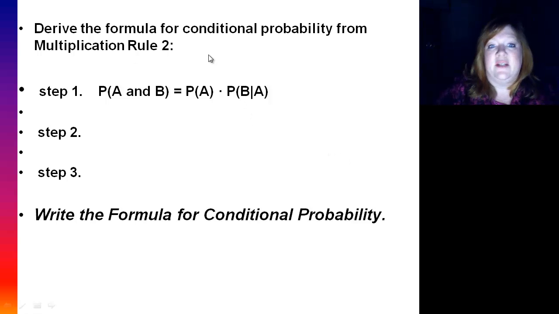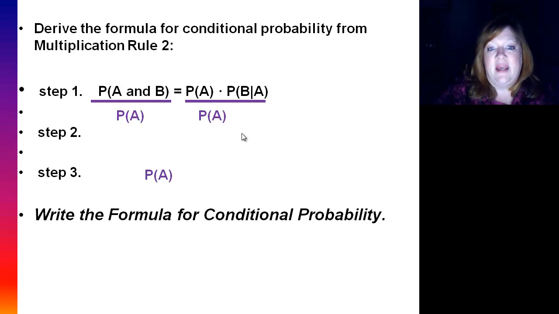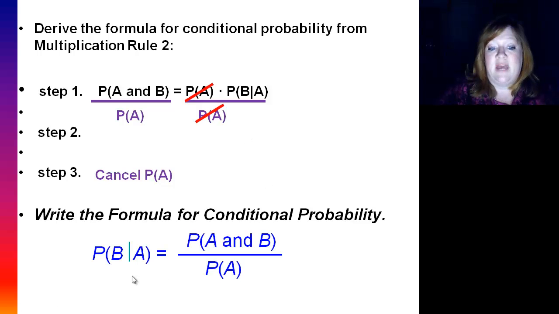Derive the identity for conditional probability for multiplication rule 2. What they want you to do is solve for probability of B given A. So all you're going to do is divide both sides by probability of A, and that's all there is to it. So it cancels out the probability of A, and here's your conditional formula. Probability of B given A is probability of A and B over probability of A.